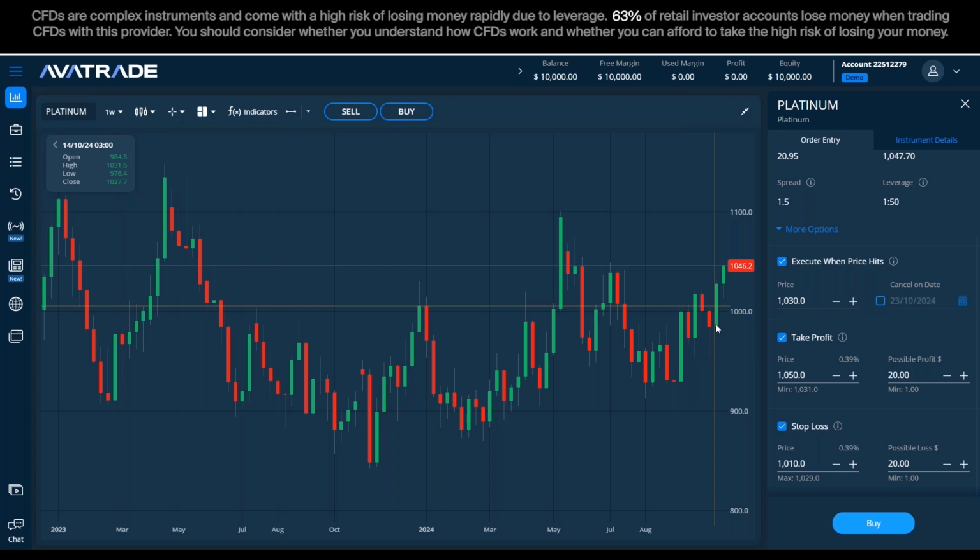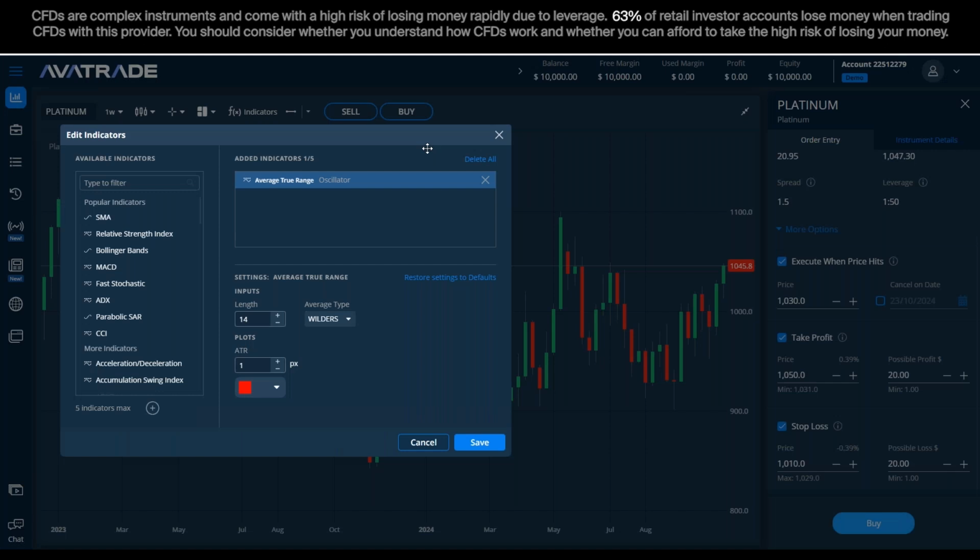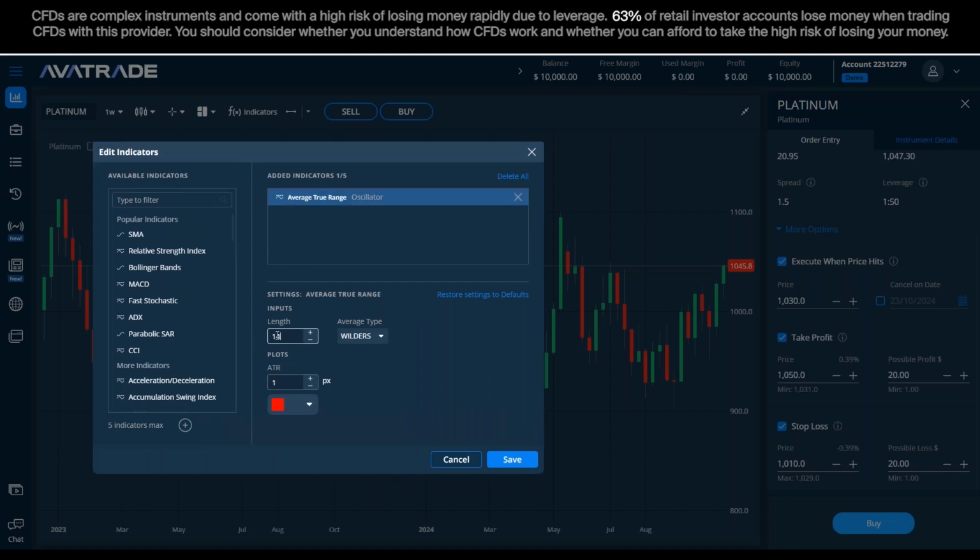What I can do furthermore is apply an indicator called average true range. So I can click here on indicator and go AVE for average true range, click and drag it to the right. And now, instead of analyzing candle by candle to have an approximate average for platinum to move per week, I have the indicator that does that for me. And all I have to do is tell it how many candles to analyze.